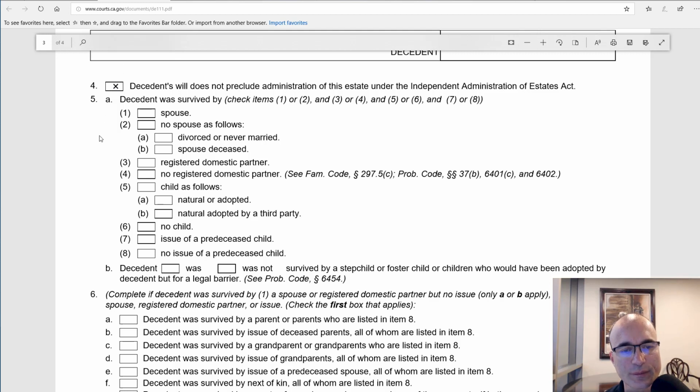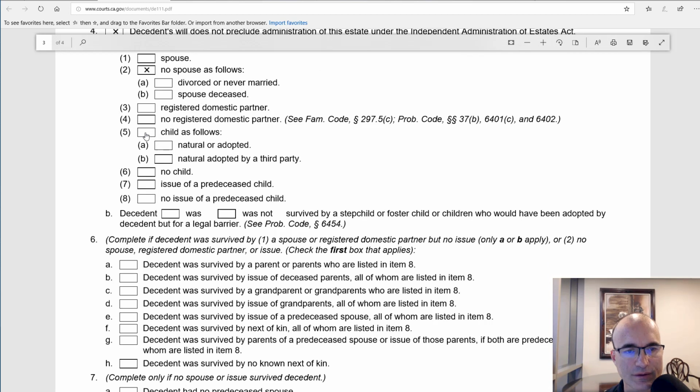Number 5 is very important. This is going to be everybody who has survived the decedent, and you're going to have to specify everyone. So, for example, was there a spouse? You have to click that. If there was no spouse, then the court wants to know, well, was it because they were divorced or never married, or the spouse was deceased? What's the situation there? In California, we have registered domestic partnerships. You have to say that, or no registered domestic partner.